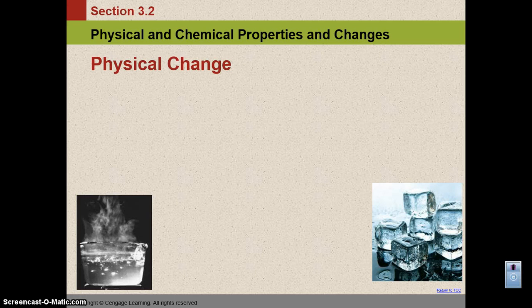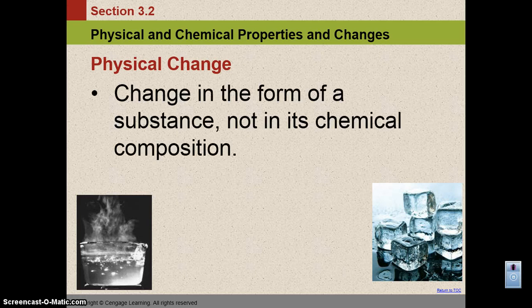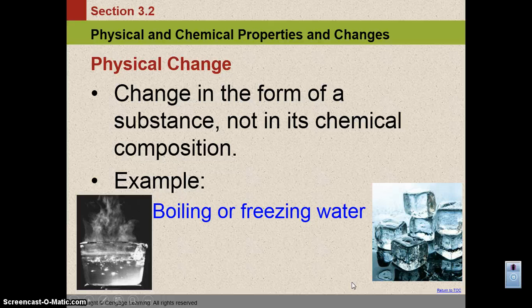Let's look at the difference between chemical and physical changes. A physical change is a change in the form of a substance, not its chemical composition. So we have boiling water here, we have ice here. We still have water, but both of them are in different states of matter. So it's a change in the form of a substance, not its composition. If we melt the ice, it becomes liquid water, and if we boil that, it becomes steam.